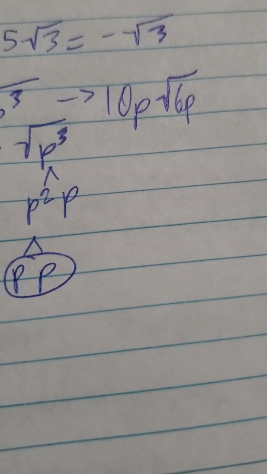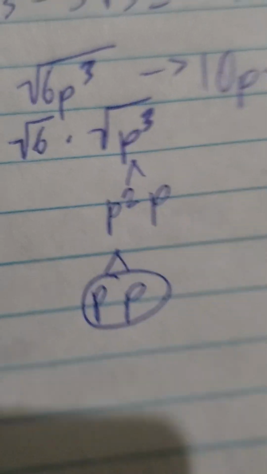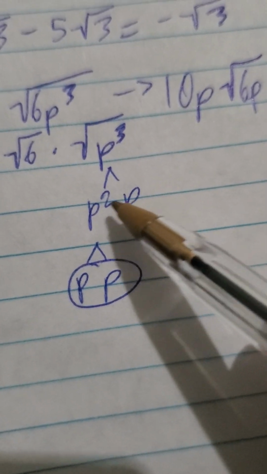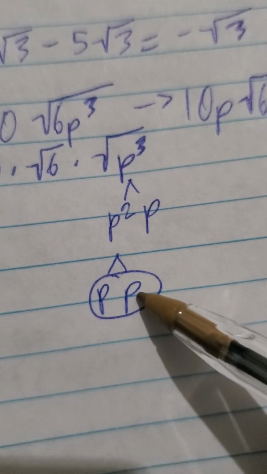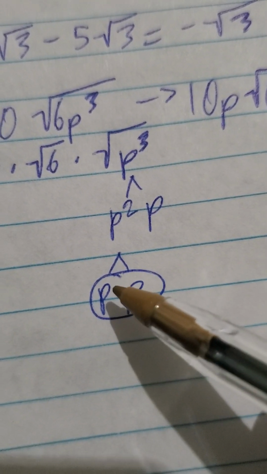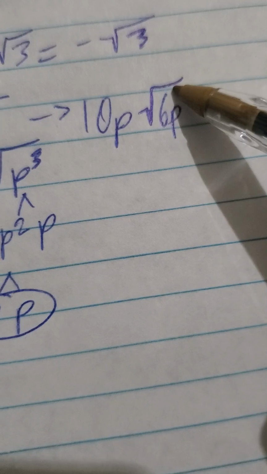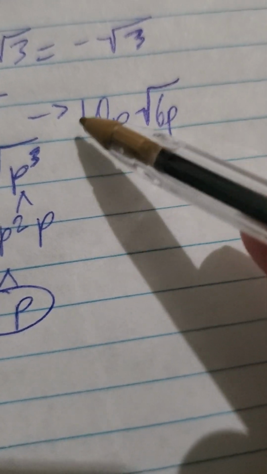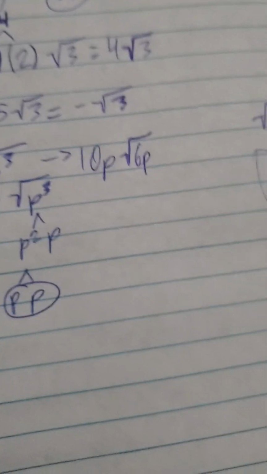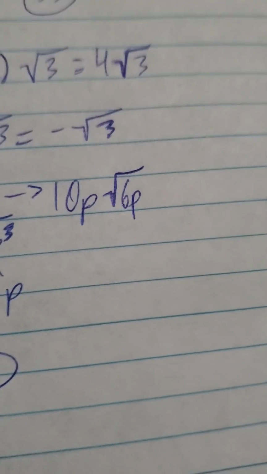Do you see how we got that? We have p cubed, which is p squared times p, and p squared is p times p. We have two p's, therefore it leaves the radical and joins the 10 outside of it. And so this is our first term.